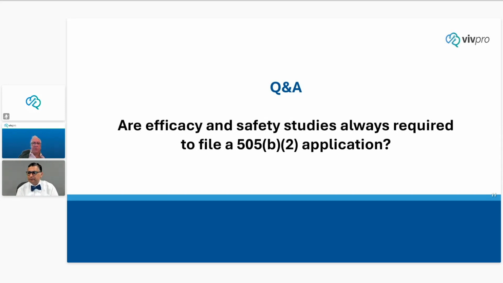Okay. So, a question from the audience. I am paraphrasing it a little bit because it's not clear. I think the question is: if the reference drug is an oral product, and then the 505(b)(2) is a transdermal, do we need to evaluate efficacy?